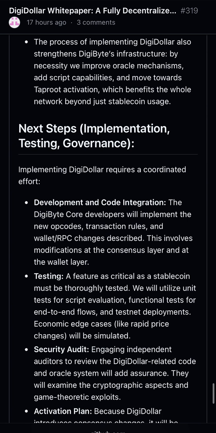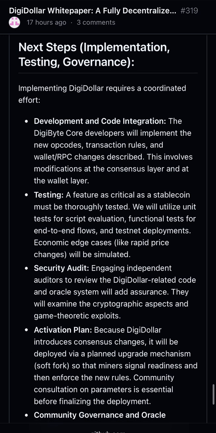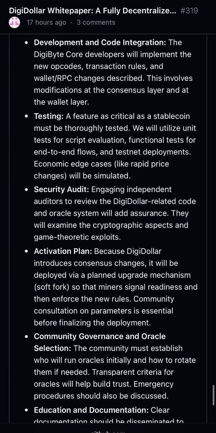The process of implementing DigiDollar also strengthens DigiByte's infrastructure. By necessity, we improve oracle mechanisms, add script capabilities, and move towards Taproot activation, which benefits the whole network beyond just stablecoin usage. Next steps: implementation, testing, governance. Implementing DigiDollar requires a coordinated effort. Development and code integration: the DigiByte core developers will implement the new opcodes, transaction rules, and wallet RPC changes described.